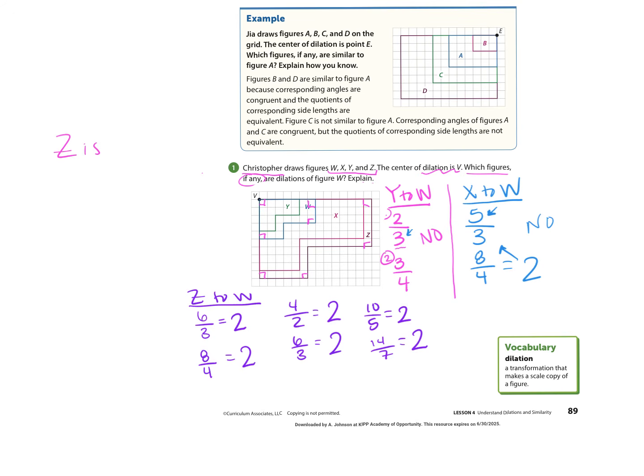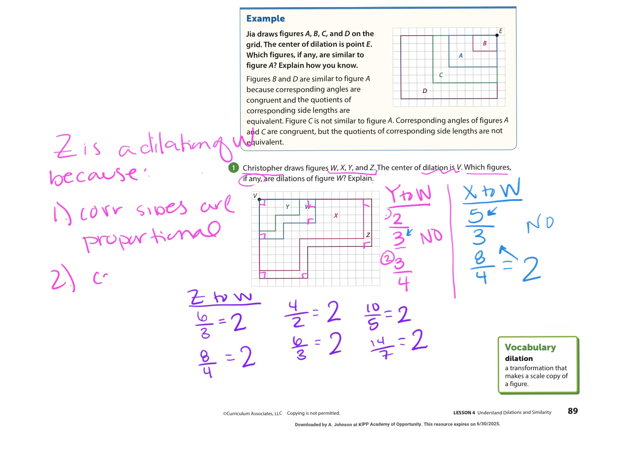Z is a dilation of W because two things are true. One, corresponding sides are proportional. They all reduced down to 2. And two, corresponding angles, that's the symbol, are congruent. So yes, there's one dilation here, and it is figure Z.